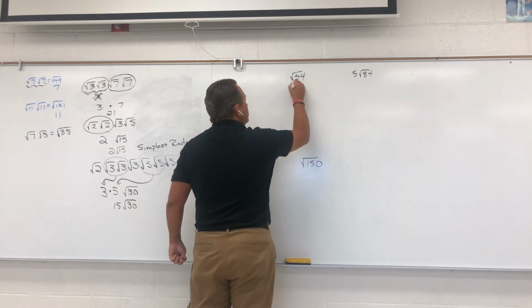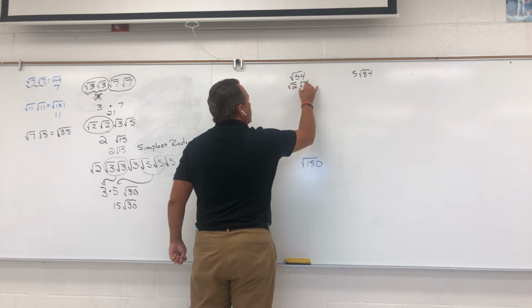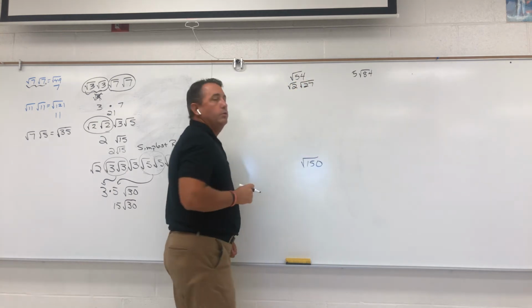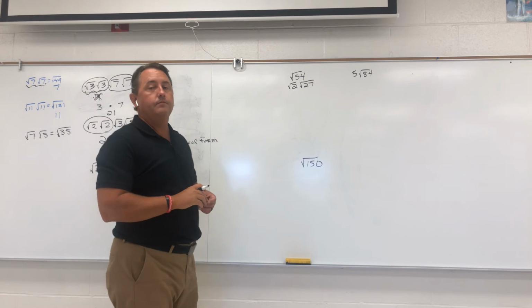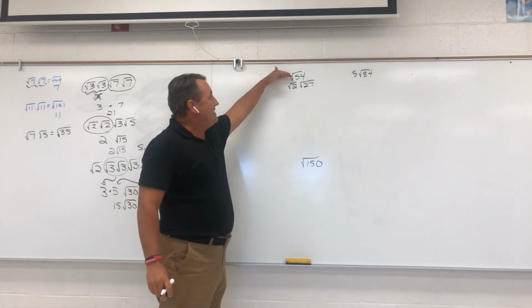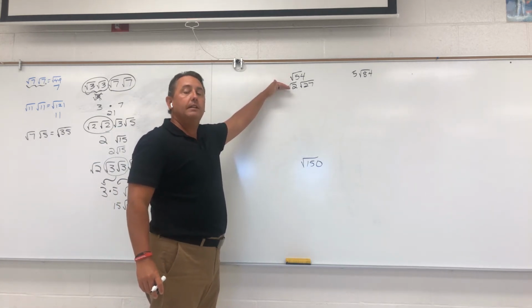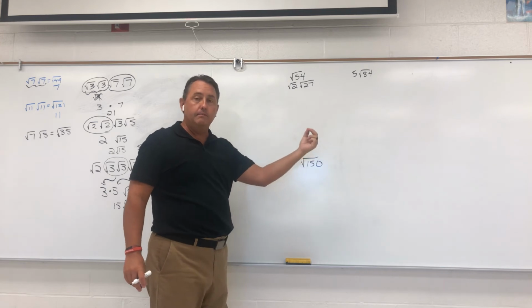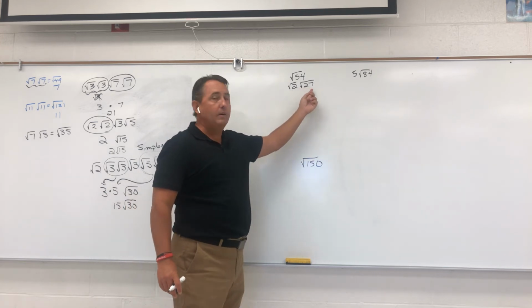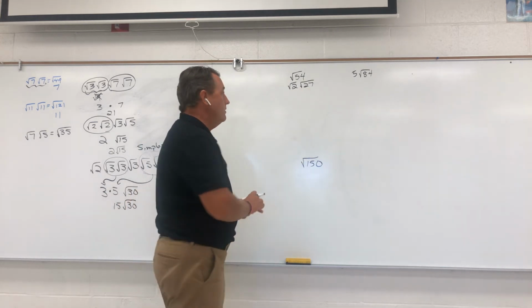I'm going to do 2 and 27. 2 times 27 is 54. So what we've done is that is the same as this. We're just trying to get it in the smallest numbers we can. So now, can the 27 go down further?